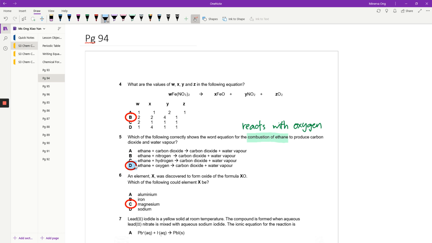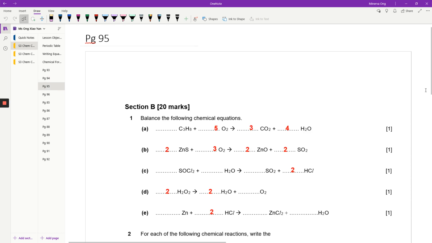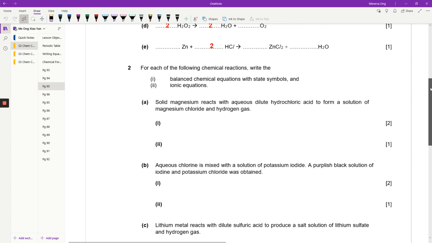Okay, so these are all the MCQs that were given. Let's quickly move on to writing word equations. Okay, these are all the phrasings. These are not actually word equations, but phrasings to describe the reaction. And you can see that the first part they ask you to do the following: balance chemical equation with state symbols. There are actually 3 steps to doing this.